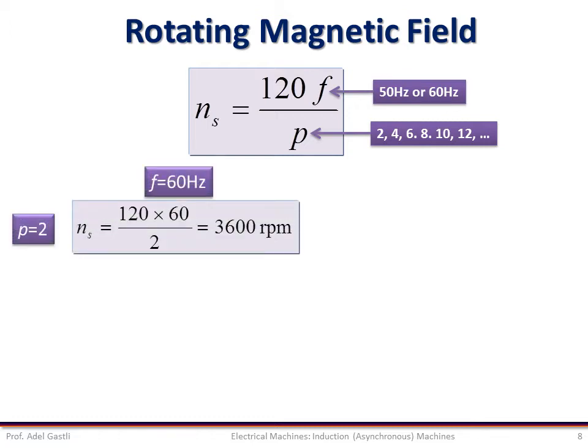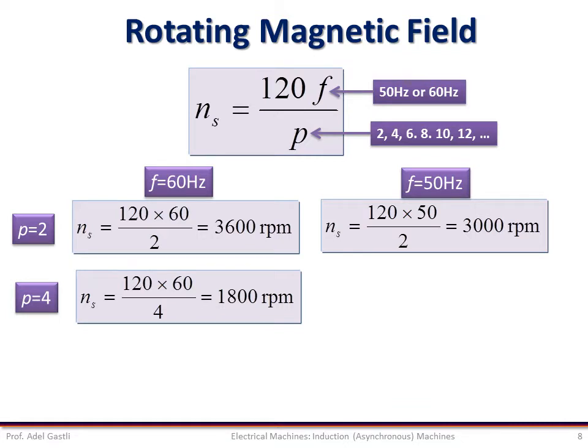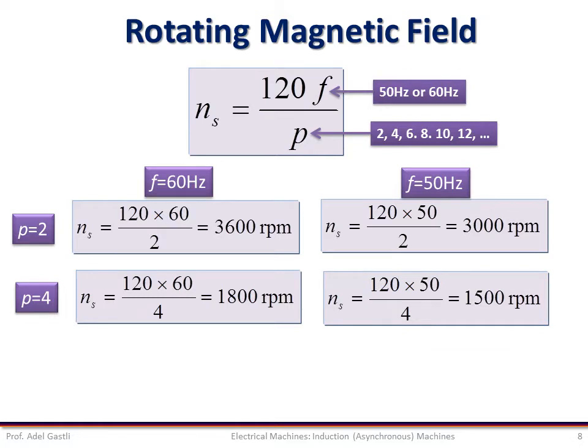For instance, if we have a two-pole machine and 60 Hz power supply, then the synchronous speed will be 3,600 RPM. While for 50 Hz power supply, the synchronous speed is 3,000 RPM. Now, if the number of poles is 4 instead of 2, for 60 Hz, the synchronous speed will be 1,800 RPM. And for 50 Hz, the synchronous speed will be 1,500 RPM.